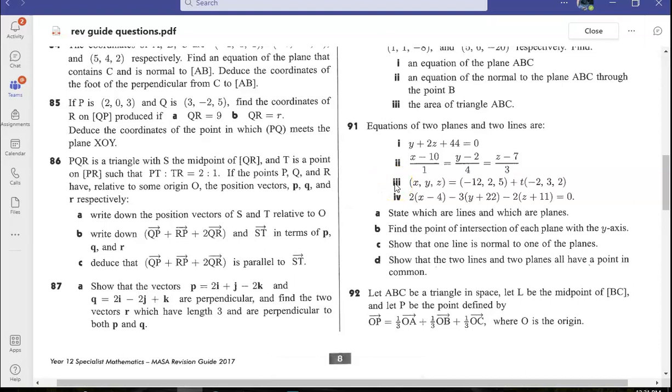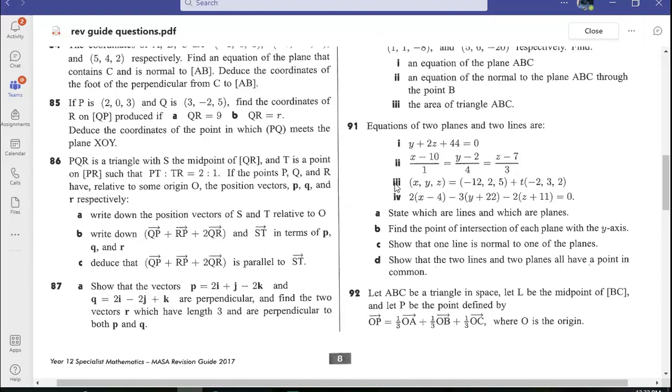Find the point of intersection of each plane with the y-axis. How do you find out where something hits your y-axis? Each plane. So Kanal is saying lots of words there, but yeah, you can look that up.